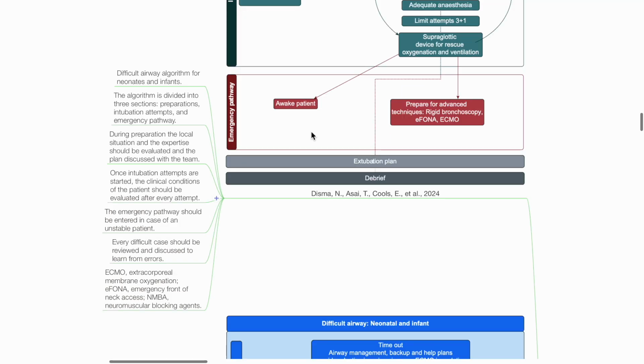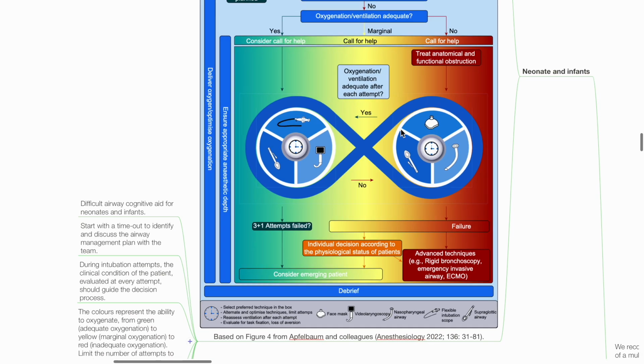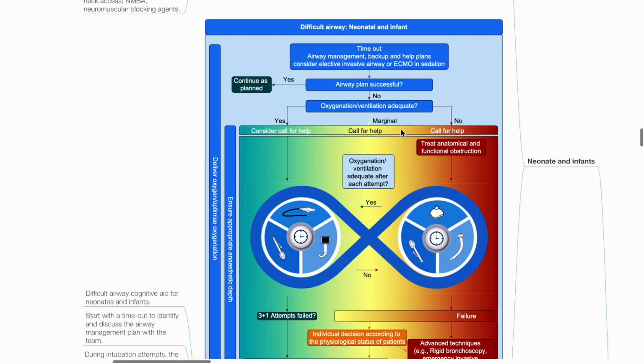The emergency pathway should be entered in the case of an unstable patient. Options include to awake the patient, or preparation for advanced techniques such as rigid bronchoscopy, emergency front of neck access, or ECMO. After the incident, proceed with extubation plan and debrief. Every difficult case should be reviewed and discussed to learn from errors. This is another difficult airway algorithm for neonates and infants by Apfelbaum et al. in 2022, which is included here for completion.